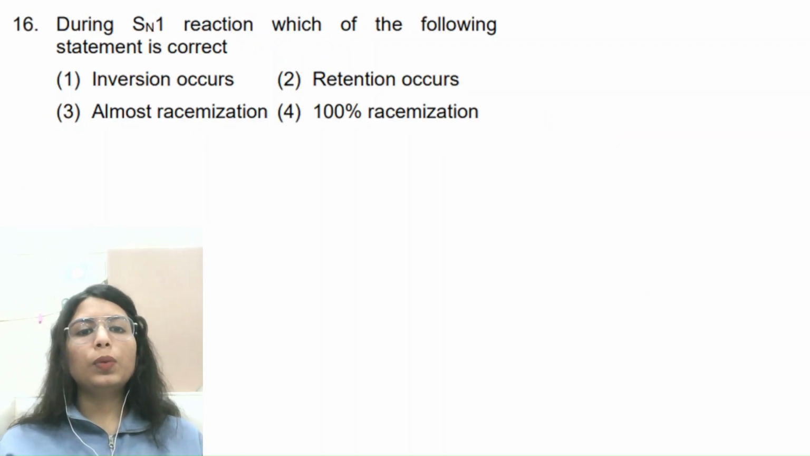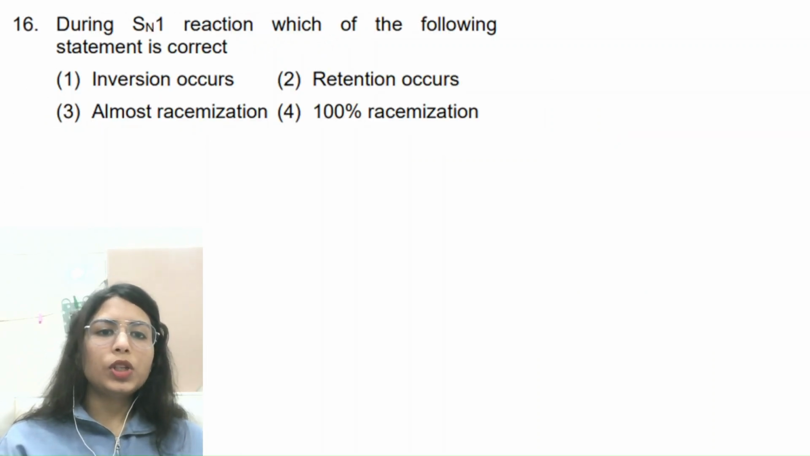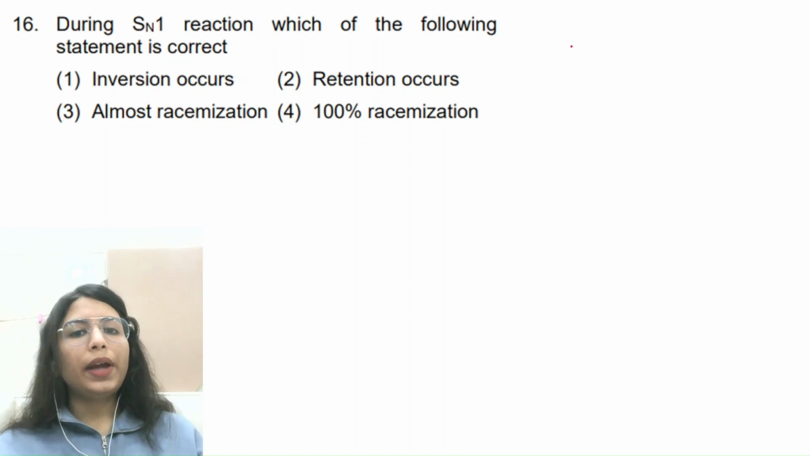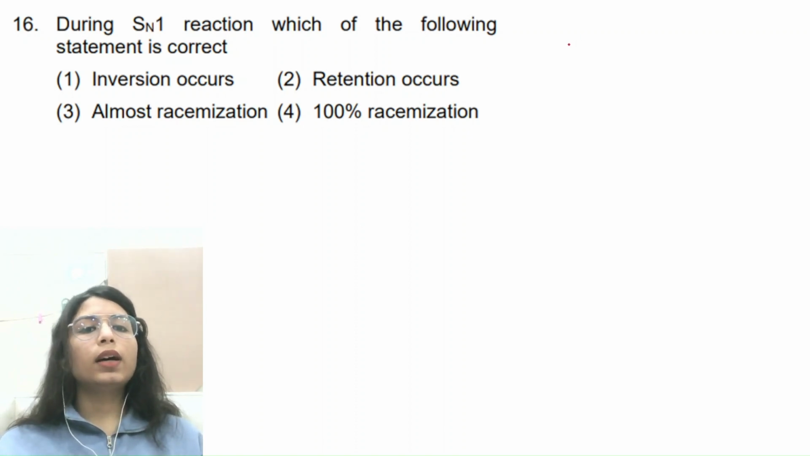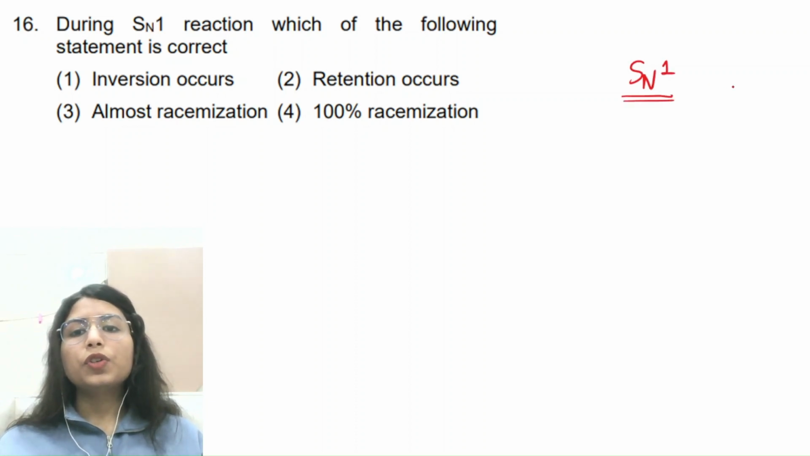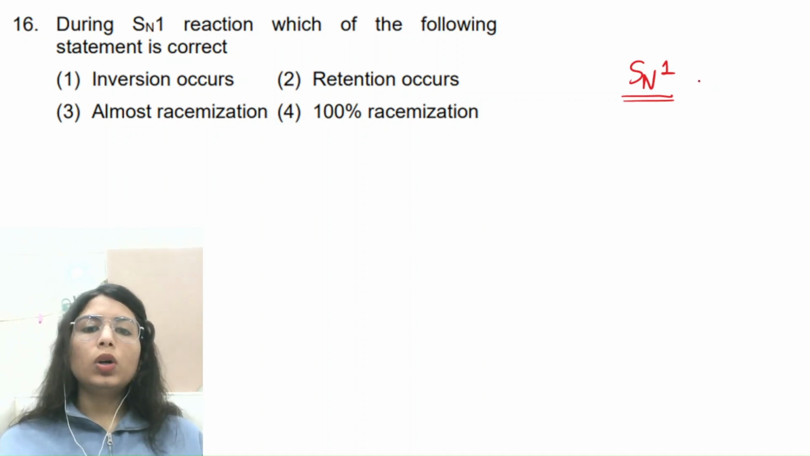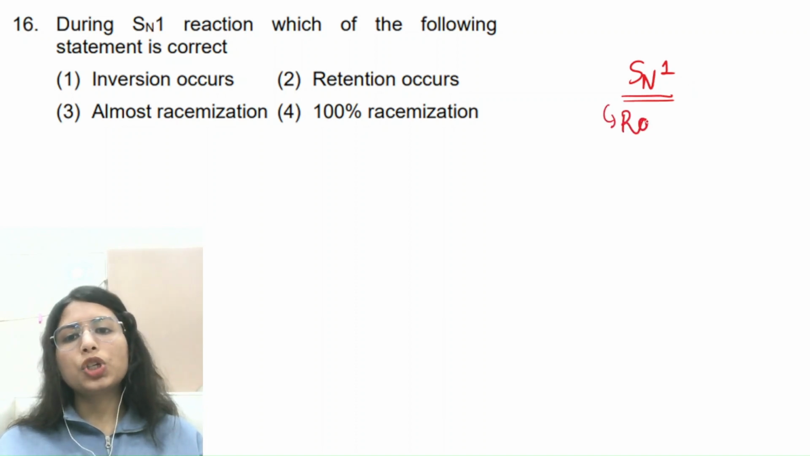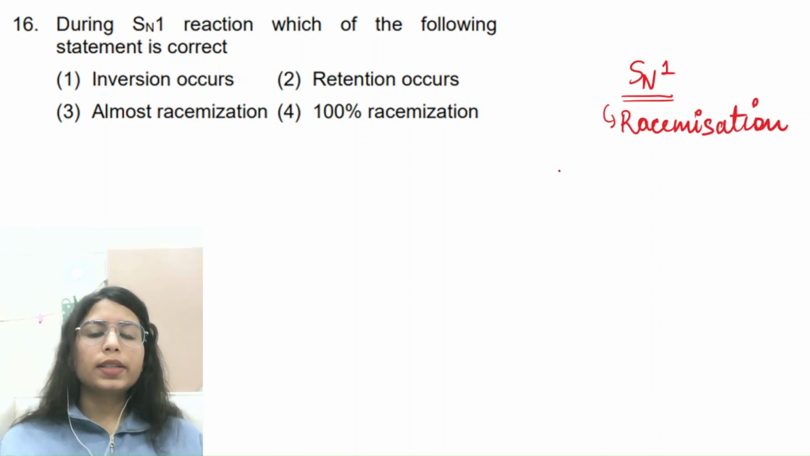Let us now move on to another question, which is: during SN1 reaction, which of the following statements is correct? So basically SN1 reaction is a first order kinetics reaction, that is, it depends only on the concentration of the alkyl halide that you have taken, right? So here you know the key point, that racemization occurs. What is racemization? That both retention and inversion occur, right?